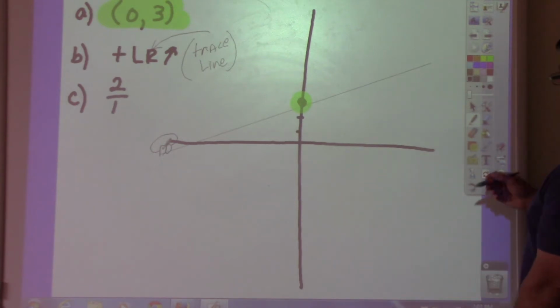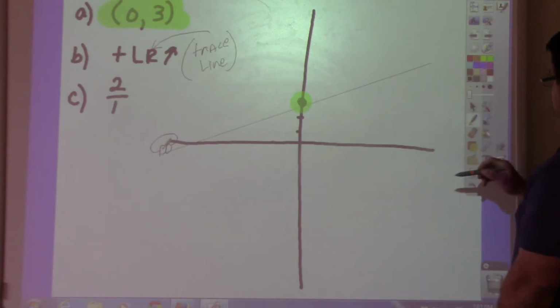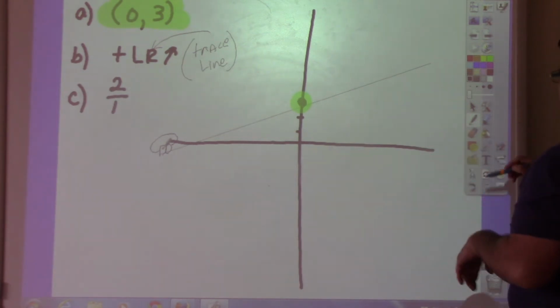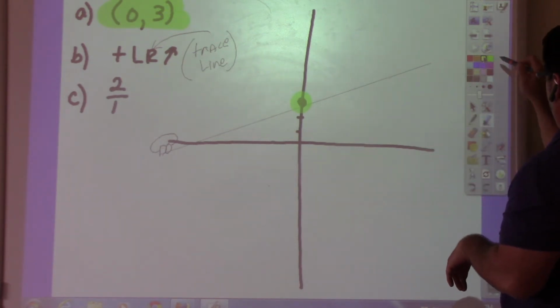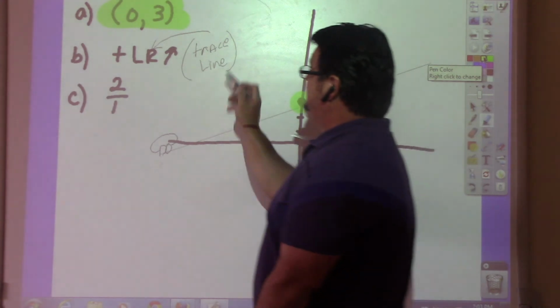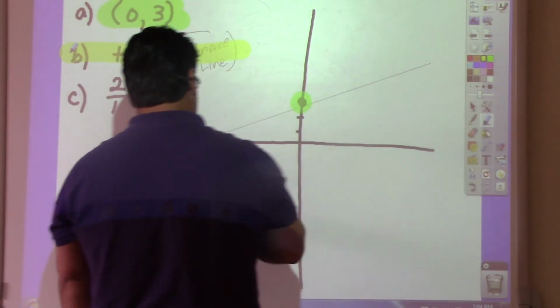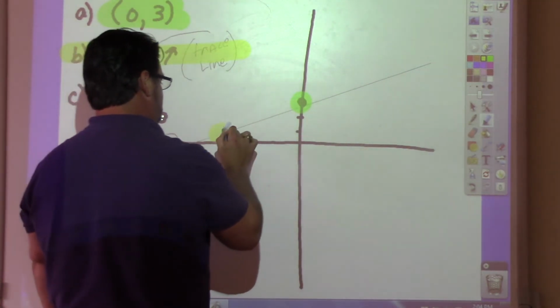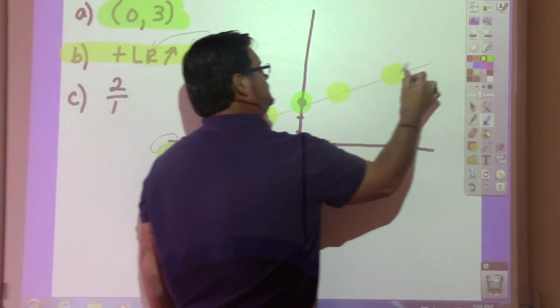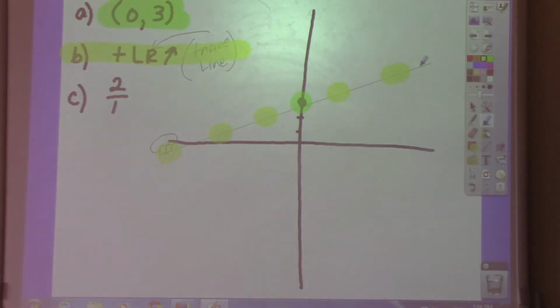All right, now you just plot the points. So I'm going to take my, oh, wait a minute, that's gray. I think we called that yellow. And that's this. And I'll just kind of dot this in like that. And that's my trace line.